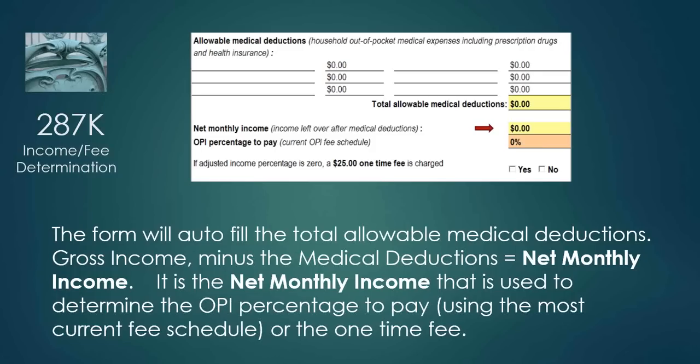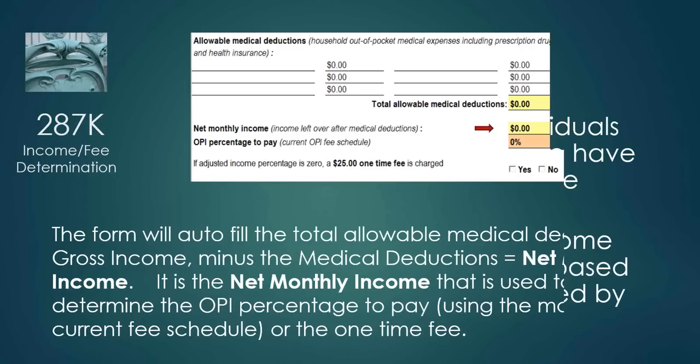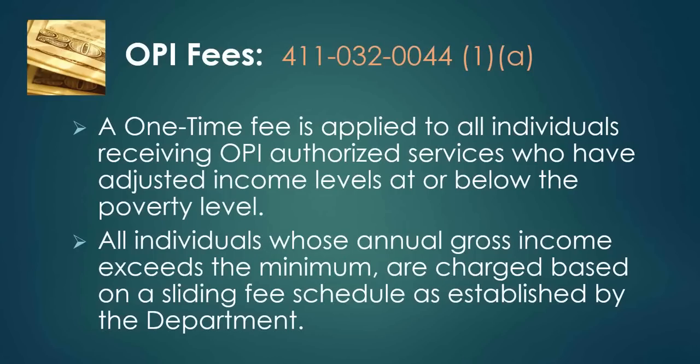So once we have a total net monthly income, that is the dollar amount that we use when we go to the OPI fee schedule to determine whether a person has a one-time fee or a percentage fee that they'll be paying every month. And we'll look at that fee schedule in just a moment. But first, I would like to talk a little bit about some OPI rules concerning the fees.